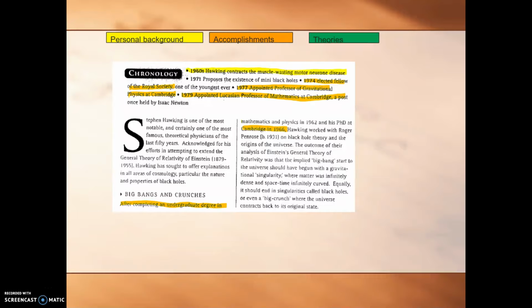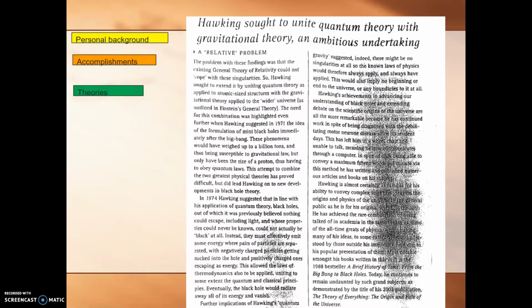Hawking worked with Roger Penrose on black hole theory and the origins of the universe. The outcome of their analysis of Einstein's general theory of relativity was that the implied Big Bang start to the universe should have begun with a gravitational singularity, where matter was infinitely dense and space-time infinitely curved. Equally, it should end in singularities called black holes, or even a big crunch where the universe contracts to its original state. Now, that's the outcome of their work, but we're going to read ahead. It's going to give a little bit more of a synopsis of the theories that they united.